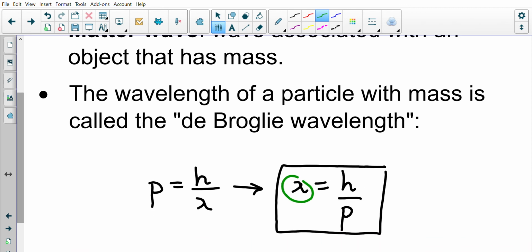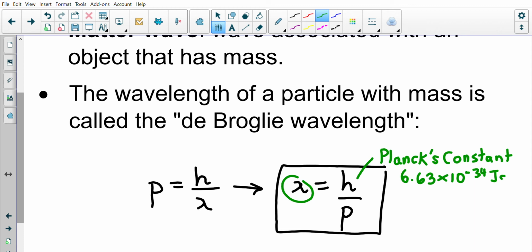Okay, h is Planck's constant, and for Planck's constant, you need to make sure that you are working in the joules second version. So remember, there's two versions of Planck's constant, 4.14 times 10 to the negative 15. That's the electron volts version. So here you need to make sure that you're using the other one, 6.63 times 10 to the negative 34 joule seconds. And p is momentum, which remember, momentum is mass times velocity.